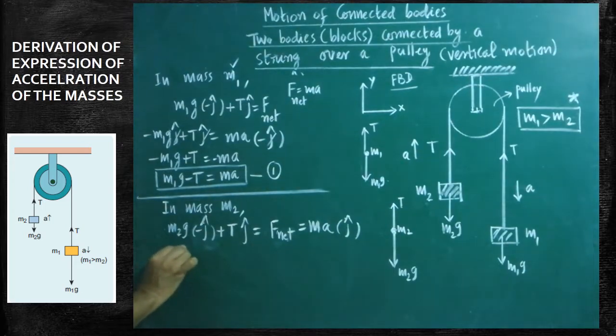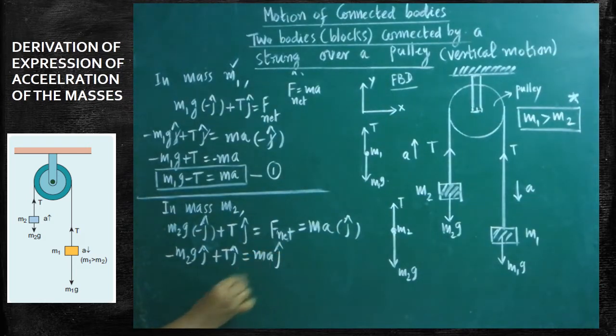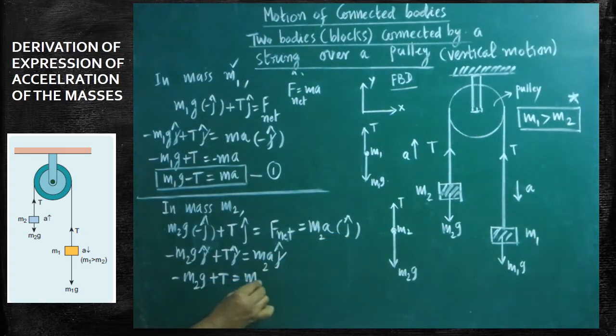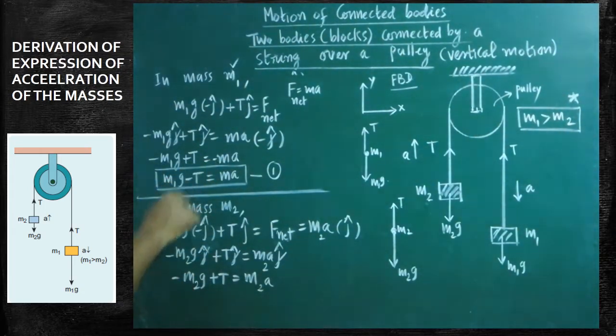So again I will write minus m2g j cap plus T j cap, which is equal to m a j cap. Now we have to remove the components alone. Therefore, all j can be removed. Finally, you will get minus m2g plus T, which is equal to, this is mass m2, no? Therefore, m2a must be written. Are you clear? Now we are having two equations. We are having how many equations? Two equations are there.